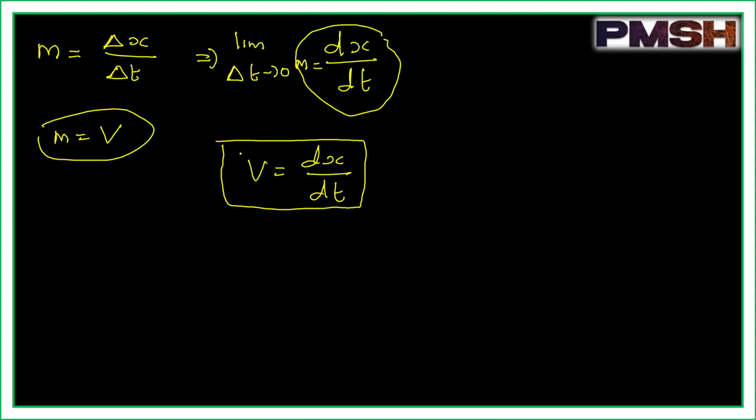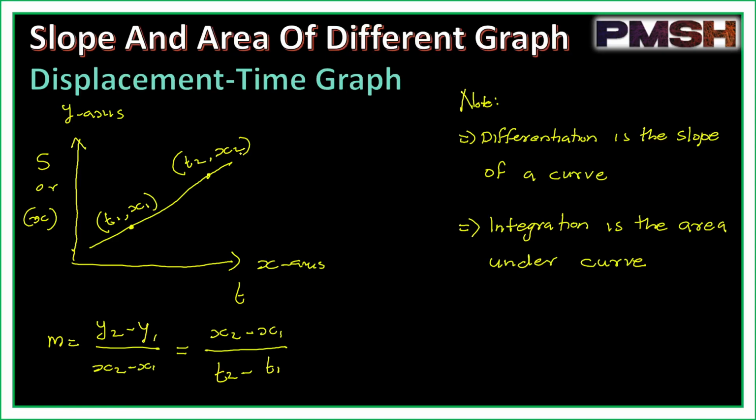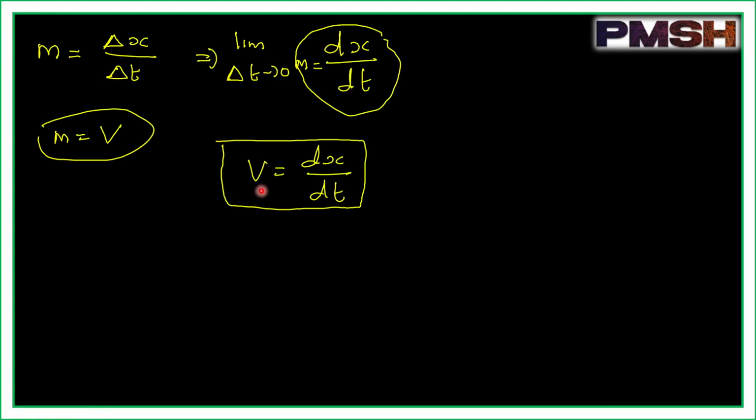So from here we can conclude that velocity is the slope of the displacement time graph, isn't it? This graph is a displacement time graph. And for this displacement time graph, when we found the slope, we get that slope is nothing but velocity. Clear? The slope is nothing but velocity. So we can conclude.